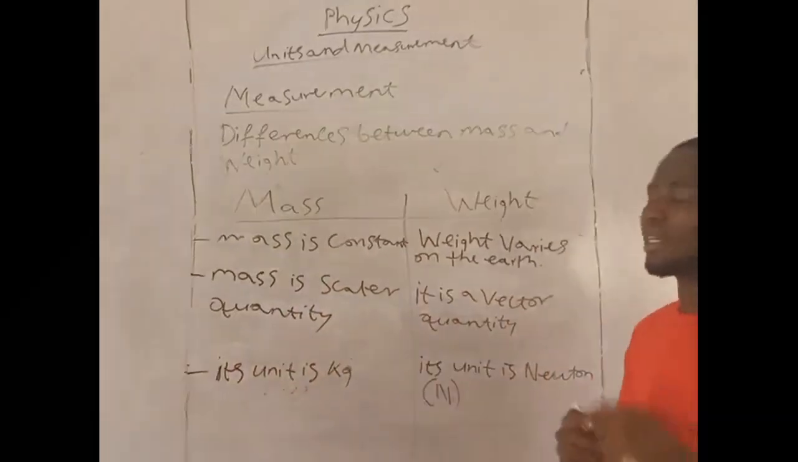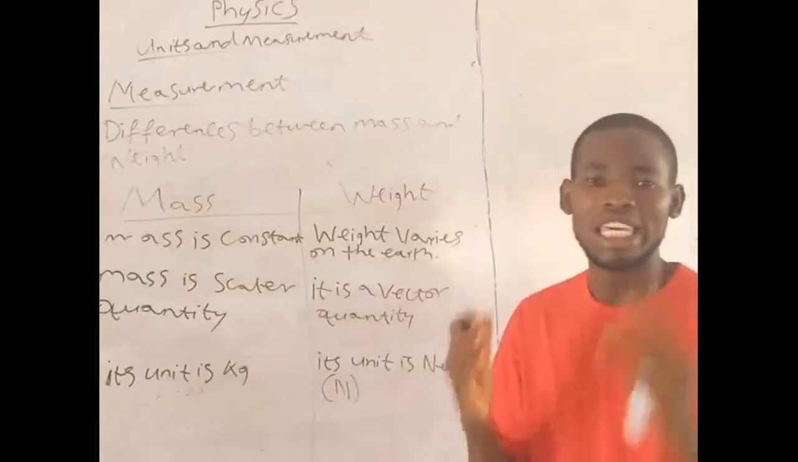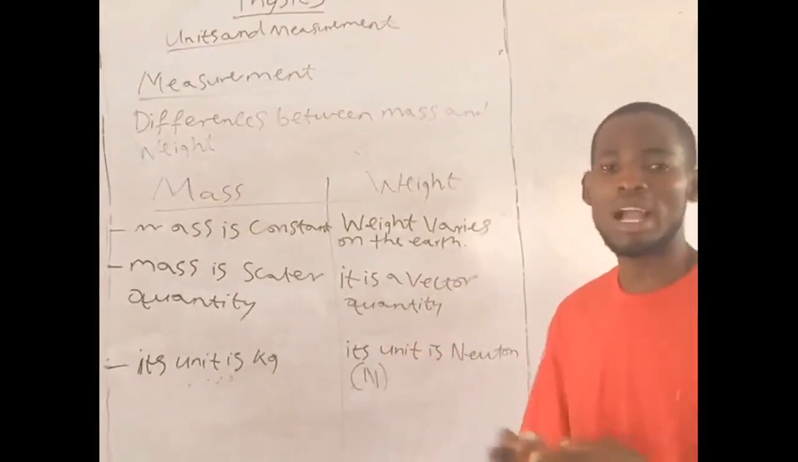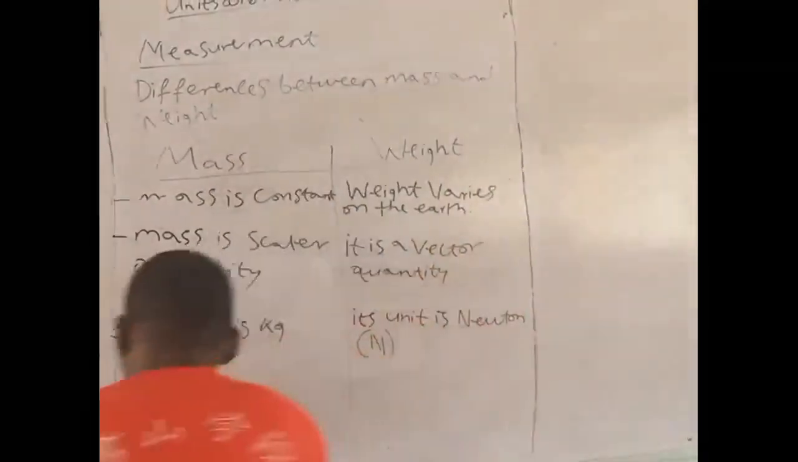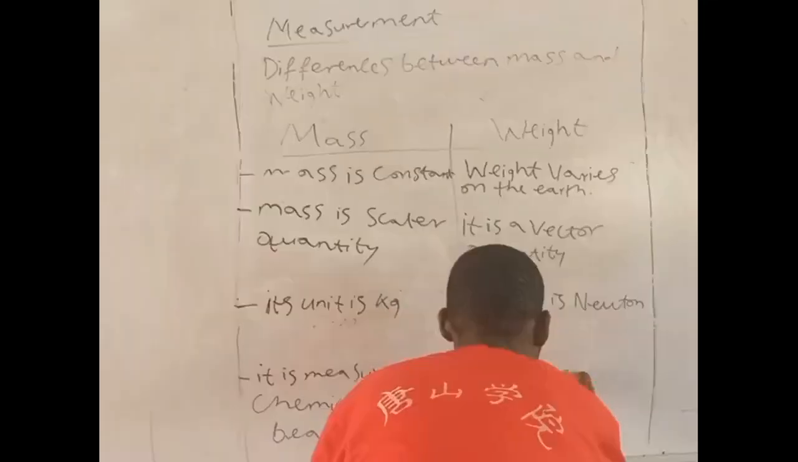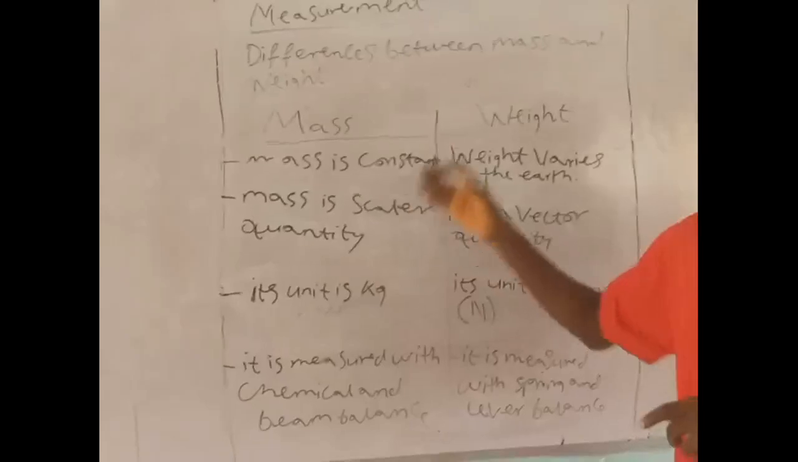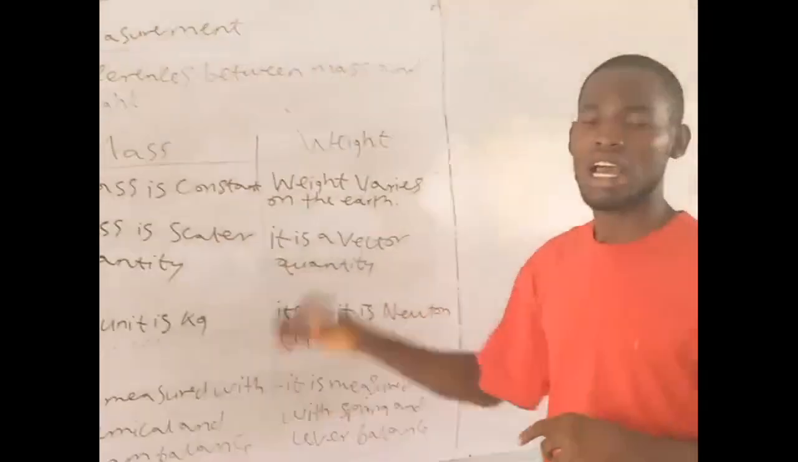Another difference is that mass is measured with a chemical balance and a beam balance, while weight is measured with a spring balance and a lever balance. Those are the differences between mass and weight.